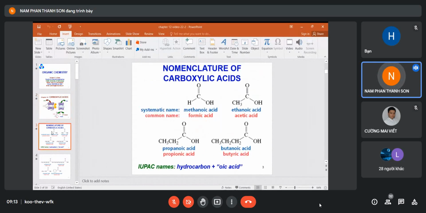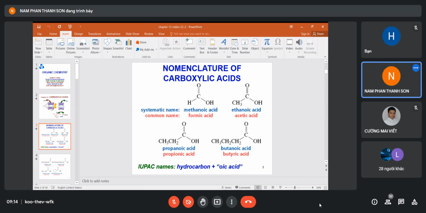For the nomenclature of carboxylic acid, we have systematic name and common name. I mean, IUPAC names and common names. For common names, you need to remember some popular carboxylic acids, such as formic acid or acetic acid. For IUPAC names, we put oic acid at the end of the corresponding hydrocarbon. For example, acetic acid is a common name, and its IUPAC name is ethanoic acid.